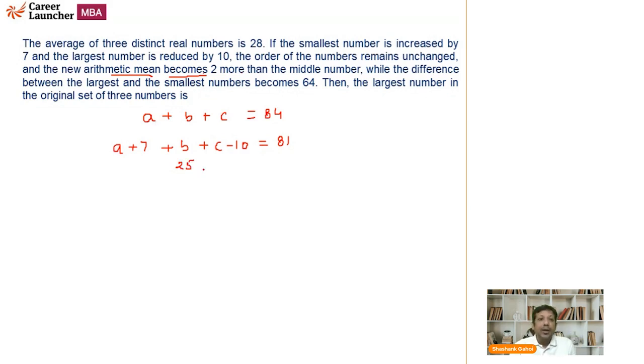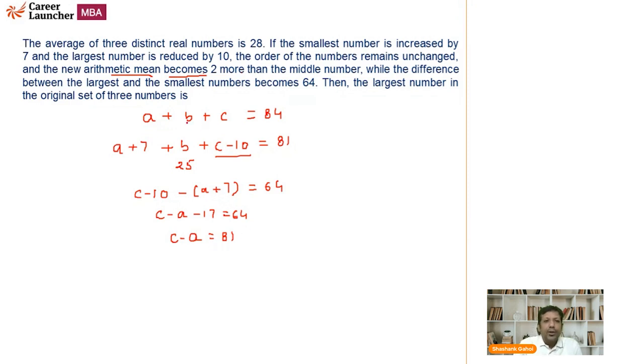While the difference between the largest and the smallest number becomes 64. So the largest number is what? C minus 10. The smallest number is what? A plus 7. And this difference is 64. Fair enough. So I can say that C minus A minus 17 is equal to 64. So we got C minus A equal to 81.